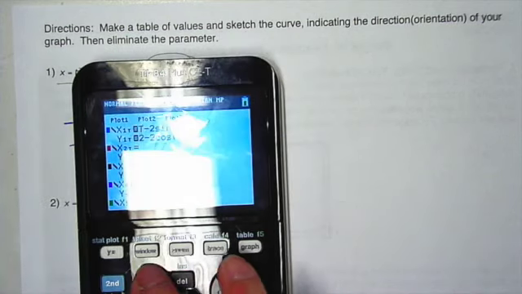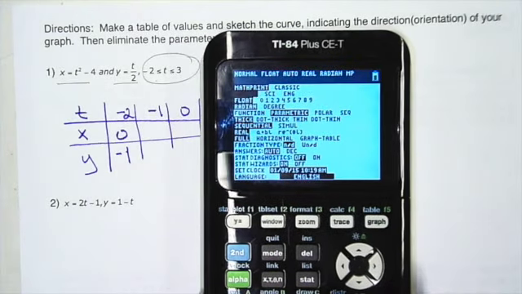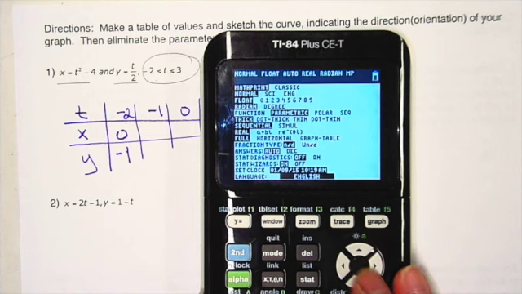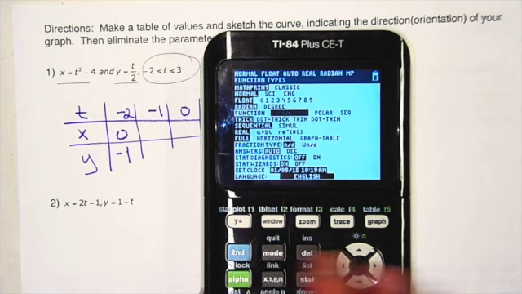You want to make sure, the only time you want to really be in parametric mode is when you're looking at the graph and when you're calculating the slope sometimes. So right now you probably have this in function mode. We want to move over and highlight the parametric mode and press enter. Okay, and again, always make sure that you're in radian.